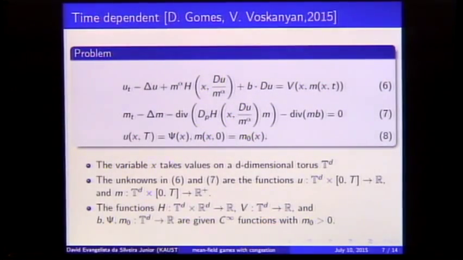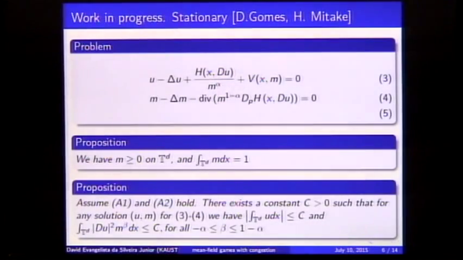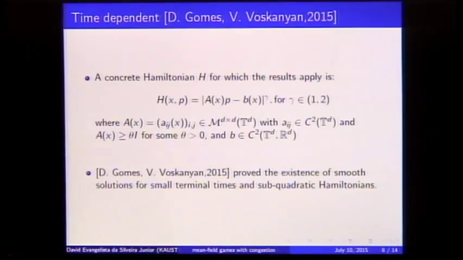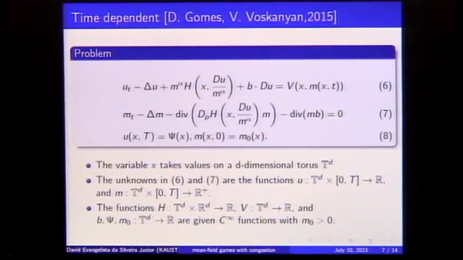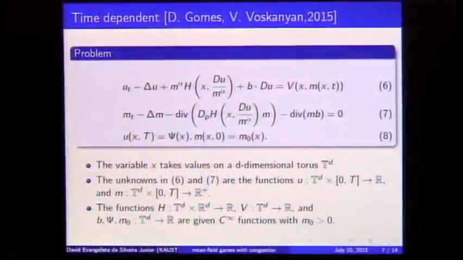So one idea to generalize this model, actually this one, we can think about what should happen if we plug this m to the alpha inside the gradient of u and plug m to the alpha outside also. It's actually a normalization term for the Hamiltonian. And early this year, Gomes and Voskanyan showed that this result holds. Actually they showed the existence of a smooth solution, but for small terminal times. For example, here the capital T is a short time, not for large time T.